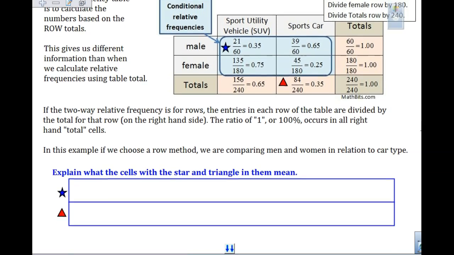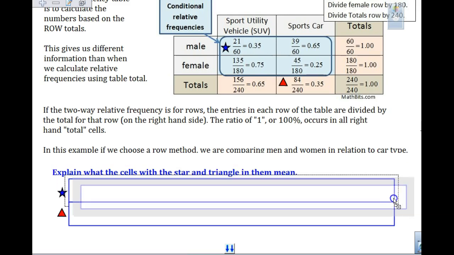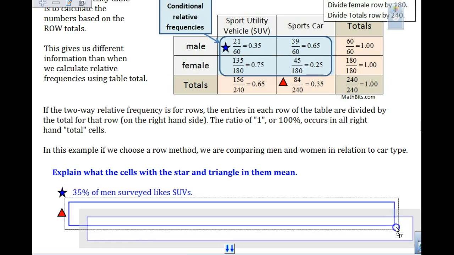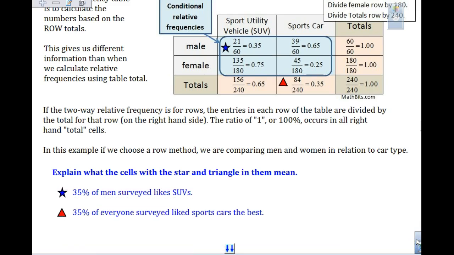So in your homework, you're going to be asked to find the row and the total and the column. So the row, what does that star mean? That star is telling us 35% of men. So you're writing this one down. This is different than the last one, right? 35% of the men. Why? Because the total at the back was 60, and we're dividing by the row, and that's the total men. So we're taking the total men who like SUVs. Whereas down here, when we look at that triangle one, we are talking about 35% of everyone like sports vehicles or sports cars.